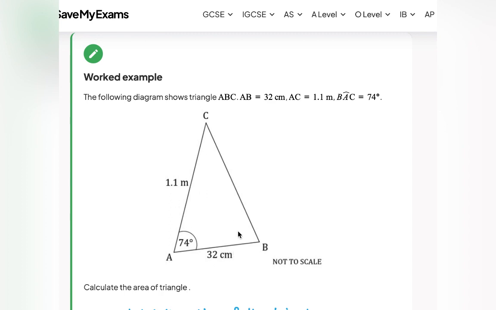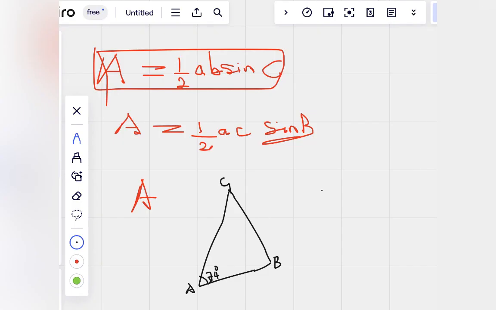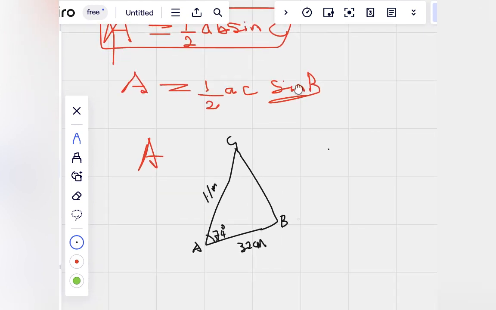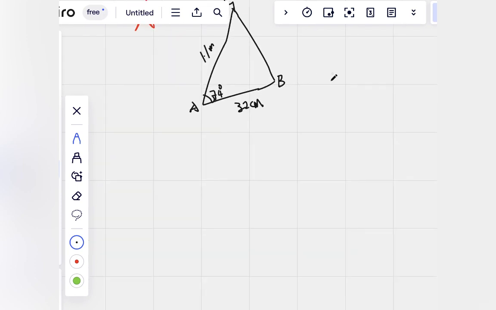Here is 32 centimeters, and here is 1.1 meters. Okay, so this is what we have.